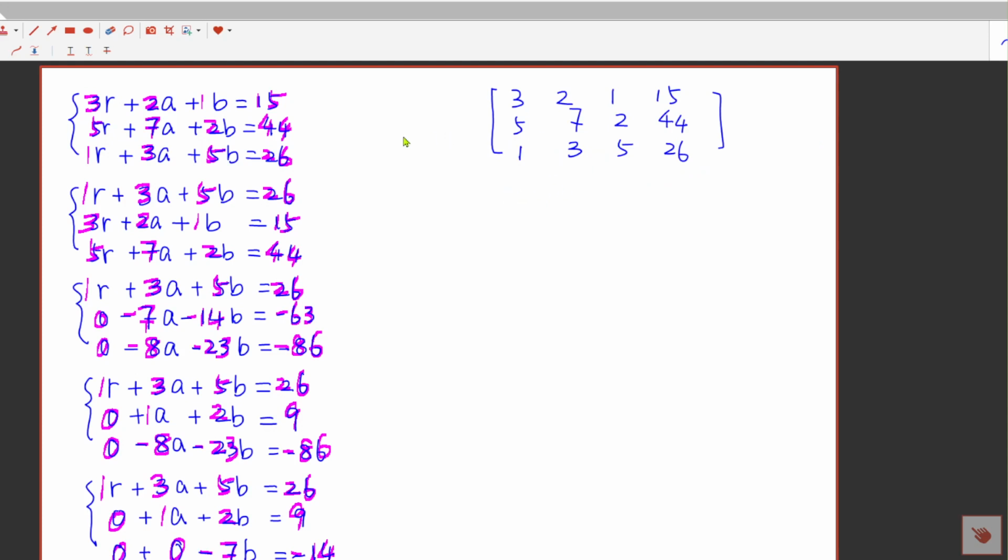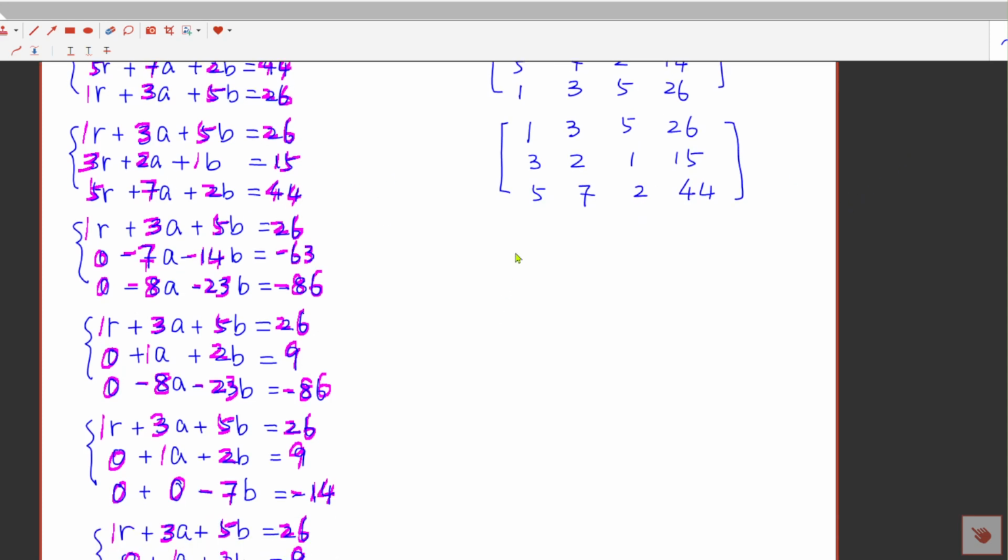And for example, from the first step to the second step, actually we can put the third row in the first row here, right? 1, 3, 5, 26. Then originally the first row becomes the second row: 3, 2, 1, 15. Then 5, 7, 2, 44. Again, you don't have to copy all the equations.